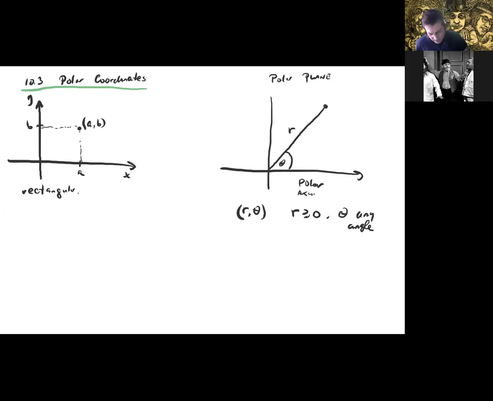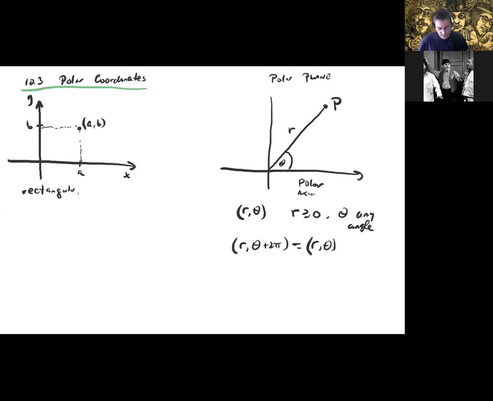Okay, now note that a point is not unique in polar coordinates. There are many, many representations of a point in the polar plane. So if a point P is specified by r and theta, well, if I add 2 pi to theta, I will get the same point. So there is more than one way to represent a point in polar coordinates.